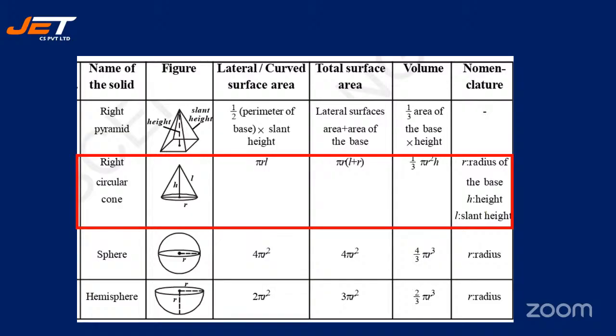And the sphere is given over here. In the figure, you can see the curved surface area or the lateral surface area of the sphere is 4 pi R square. Total surface area is 4 pi R square. And the volume is 4 by 3 pi R cube, where R is the radius. And the hemisphere, which is half of the sphere, its curved surface area is 2 pi R square. And the total surface area is 3 pi R square. The volume is 2 by 3 pi R cube, where R is the radius. All right?